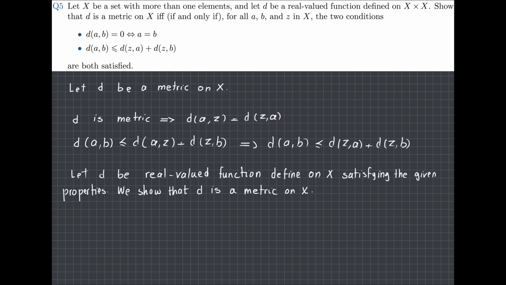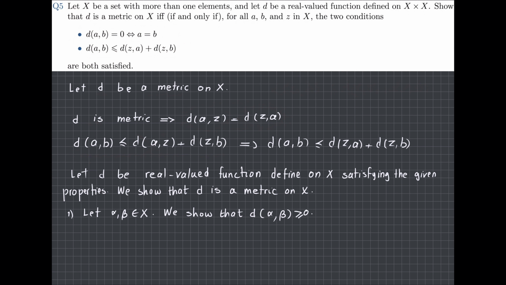Okay. The first thing that I have to show in order to show that D is a metric, I should show that the output of D is a non-negative number. So what should I say? I would say that for the first part, let alpha and beta be in X. They are arbitrary elements in X. We show that D of alpha and beta is non-negative.